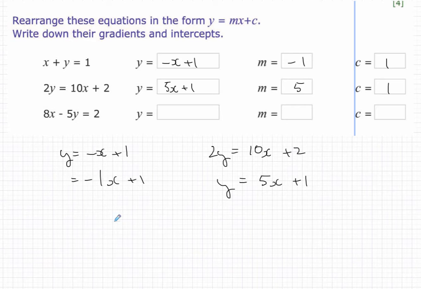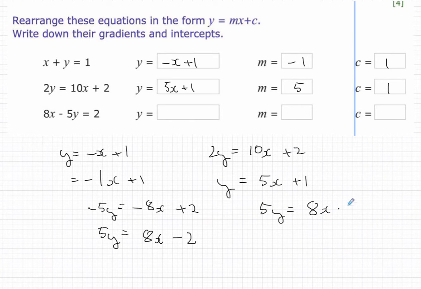And the last one, we've got minus 5y is equal to minus 8x when we cross it over, plus 2. We don't want the minus there, so we multiply by minus 1. Minus 1 times this will give us 5y. Minus 1 times this will give us 8x. And minus 1 times that will give us minus 2. So we've now got, rewrite it, 5y is equal to 8x minus 2.